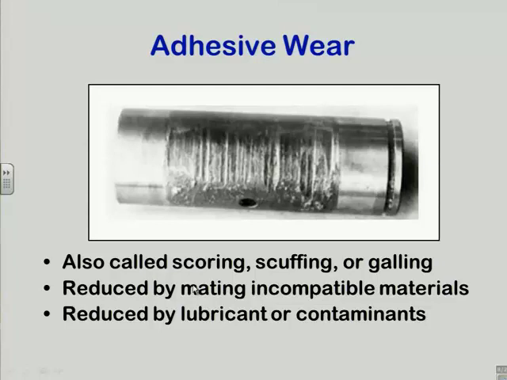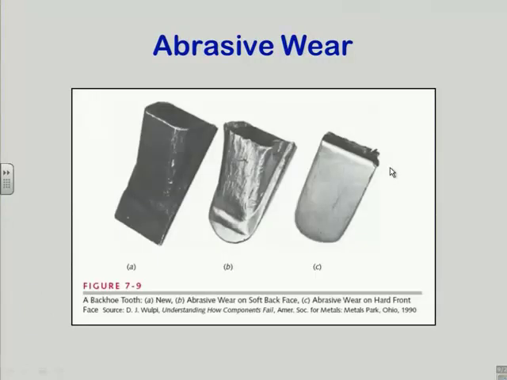So it's also, as I say here, called scoring, scuffing, or galling. And we can reduce it by only putting incompatible materials together, ones that don't like one another from a chemical standpoint. And we can also screw it up in terms of the compatible materials by filling the gap with lubricants so they never really get to touch one another. So if there's a film of oil in there, then they never know one another is there. They see oil only. And then I can save it. Very common form of wear. It usually indicates bad lubrication or poor choice of materials.